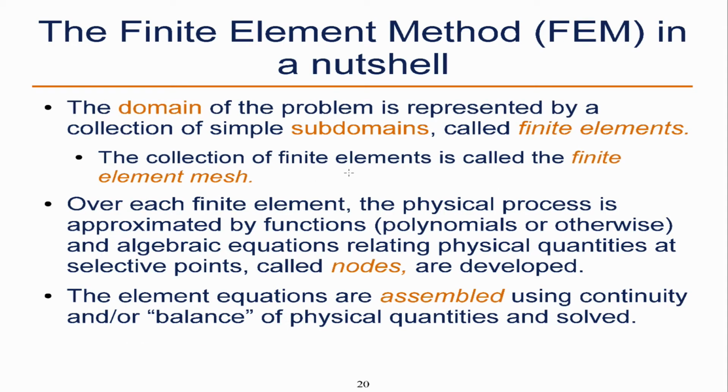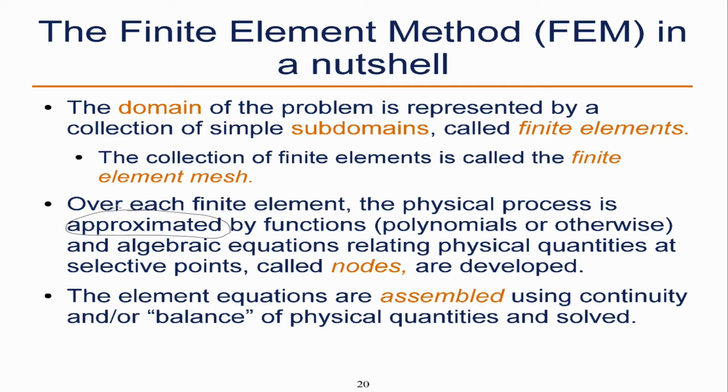So this is sort of what is at the heart of the finite element method. In the finite element method, we take a domain and we break it up into little subdomains, and we call them finite elements, okay? And so the collection of finite elements is the finite element mesh, okay? And over each finite element, we approximate, and this is the key difference between what I just showed and what we do in the finite element method: there we had analytic solutions, but in the finite element method, we approximate the solution by functions. And typically we use polynomials, but they can be other things, okay?